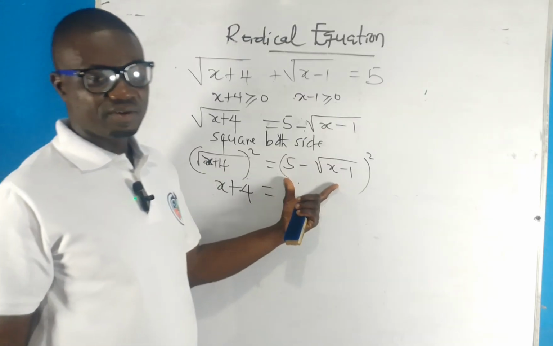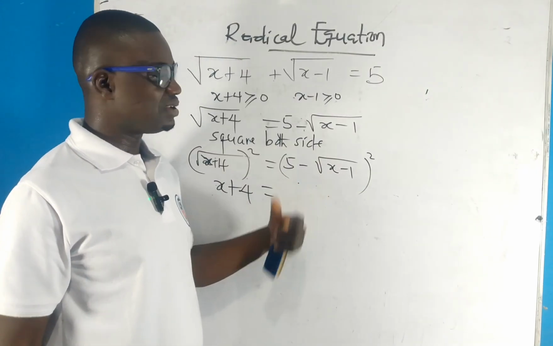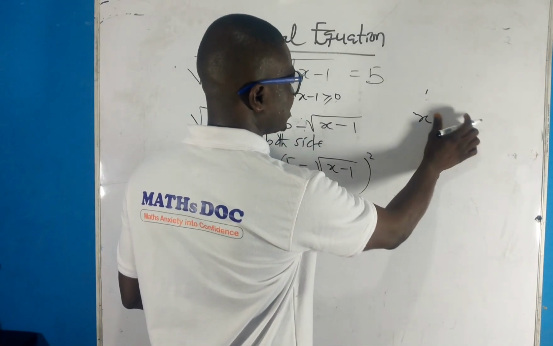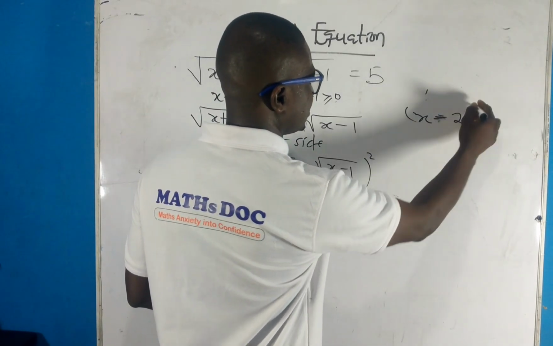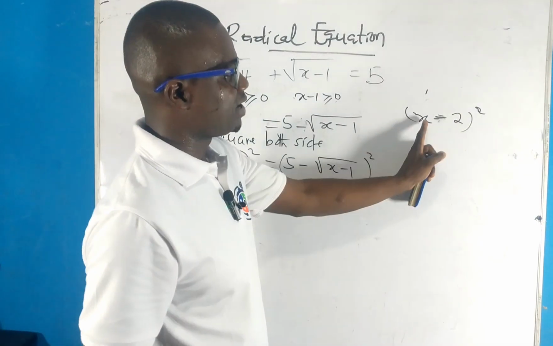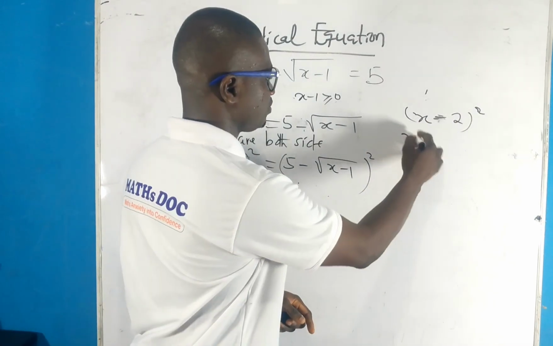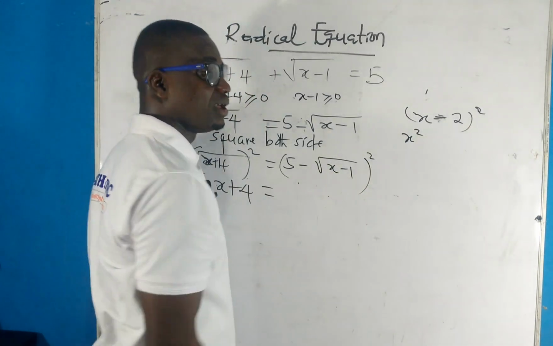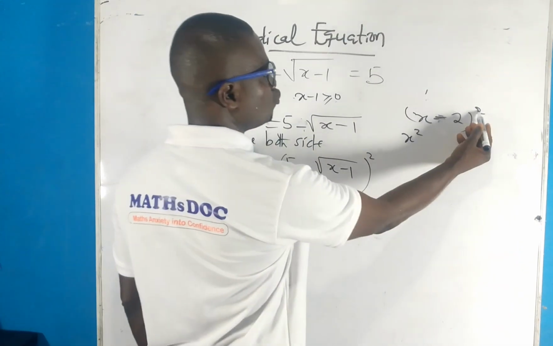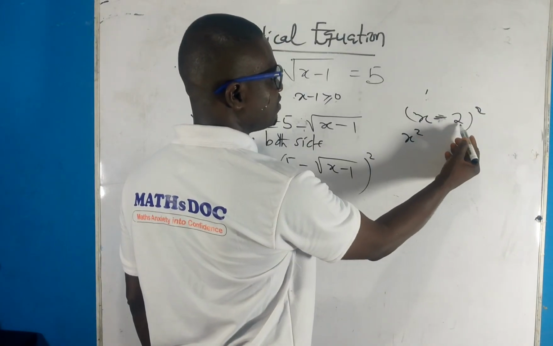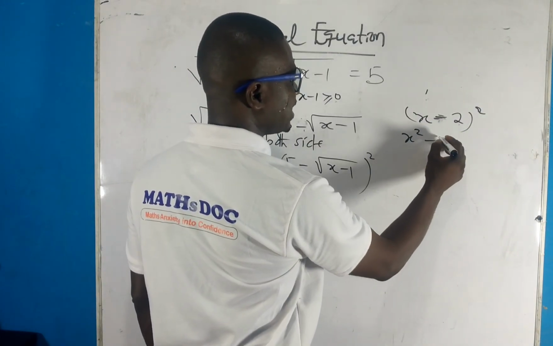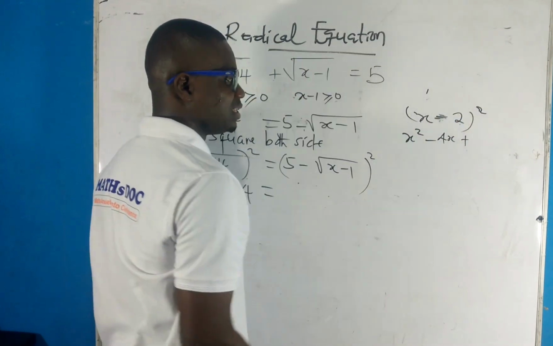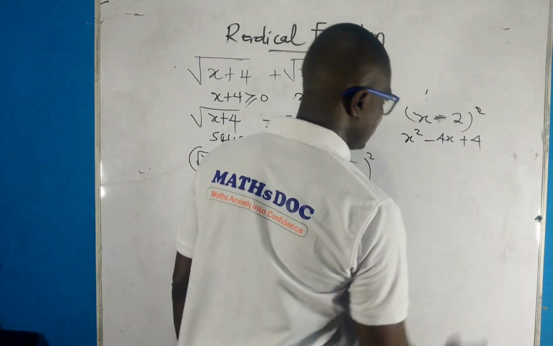Now let's look at this side critically, how to expand this. It is just like having x minus 2 all squared. We all know that you square the first value, then 2 multiplies everything in the bracket, and then you square the last value. So 2 times x times negative 2 will give you minus 4x, and then plus, you square the negative 2, which will give you 4.